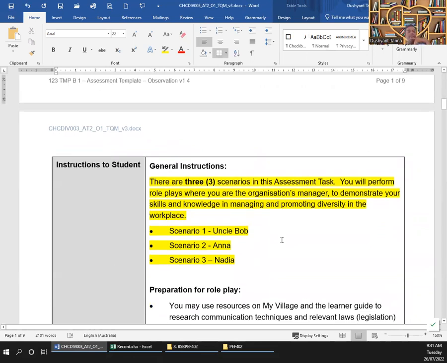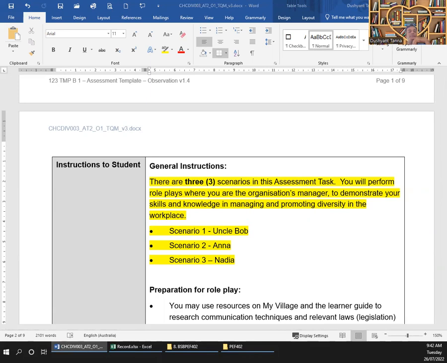Instructions to student. Before you start this task, you need to be familiar with what you have done in task 1, especially part B. Remember, in part B, we were talking about 3 scenarios. One was Uncle Bob, the other was Anna, discrimination, and the third one was Nadia, coming back to work, re-entering the workforce. So you need to be well versed and at least be aware of the scenarios, have some information in your mind, and process some of the task 1 material. Not necessarily the final version, but at least get some basic understanding, because that will help you with AT2 task 2.